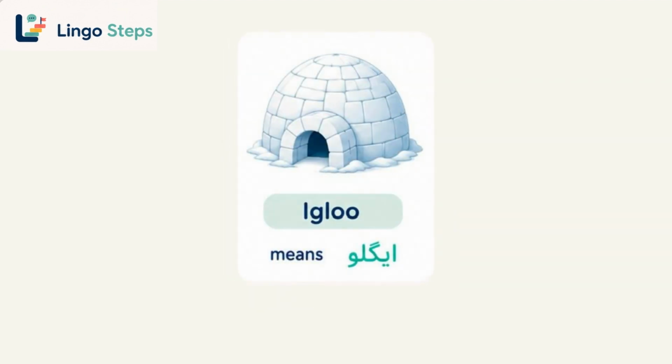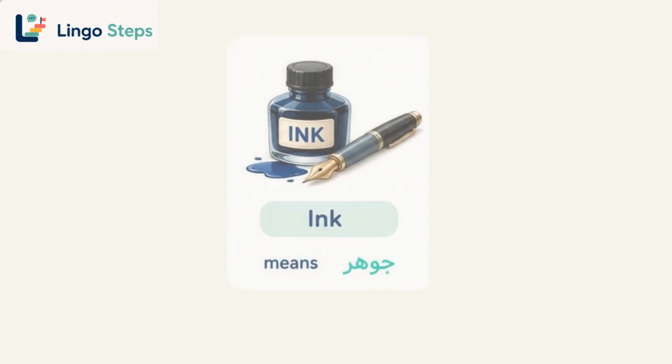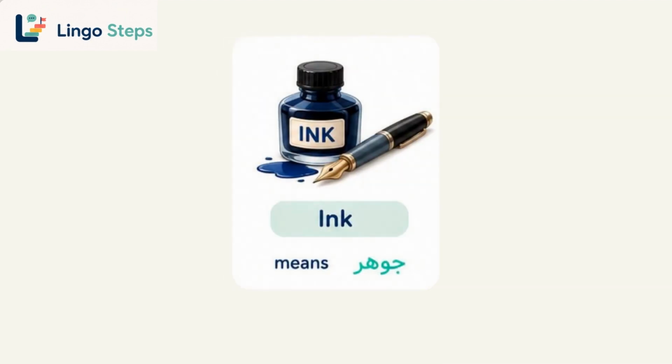Igloo. Repeat, igloo. Igloo یعنی igloo. Ink. Repeat, ink. Ink یعنی جوهر.